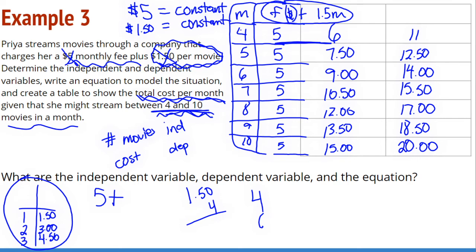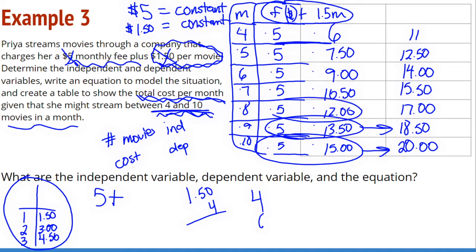Here's the number of movies that she's watched. Here's how much my flat fee is every month. This is what it's going to cost just for the movie rental. And if I combine those together, I have my total cost for the month. So this is my total, which is equal to $1.50 per movie plus my $5 flat fee.